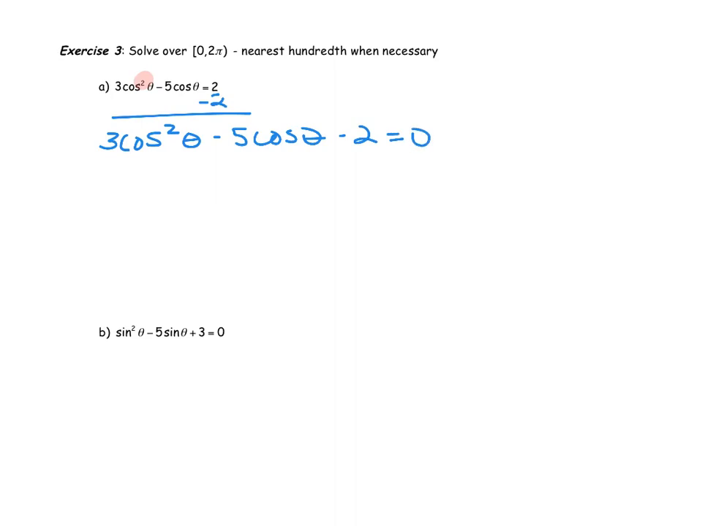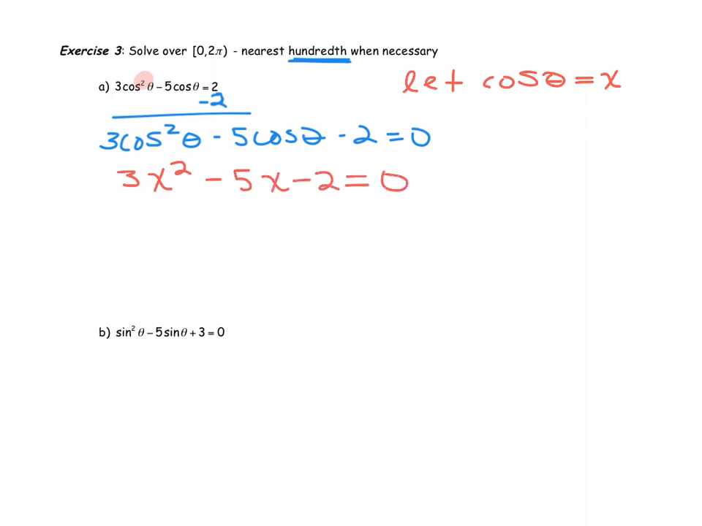Now notice it says round to the nearest hundredth when necessary, so I'm probably going to want to use the quadratic formula here. The way that you're looking at this, you're probably wondering, how is this going to be used for the quadratic formula? Well, if I said let cosine of theta equal x, I'm just doing a substitution here. Then I would have 3x squared minus 5x minus 2 equals 0. And that's a nice quadratic you know how to solve.